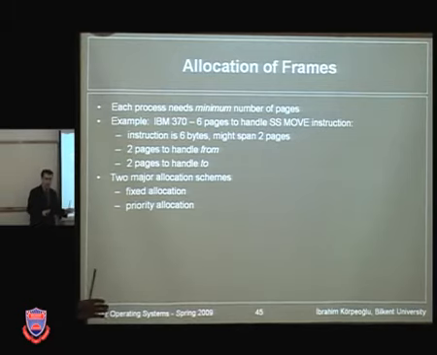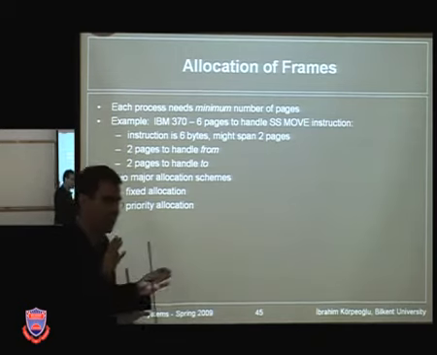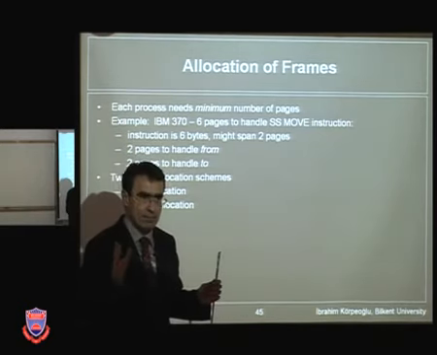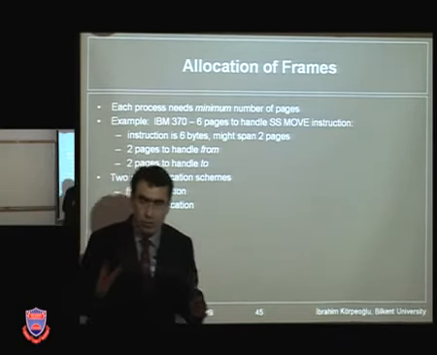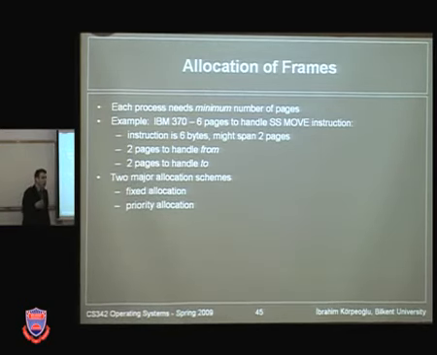But that is not the only problem that we face. Let's assume that every process has that minimum number of frames allocated. But you may have a huge memory, so you have lots of frames. How do you allocate the remaining frames to those processes? For that we see 2 major allocation schemes. One is fixed allocation, the other is priority allocation.